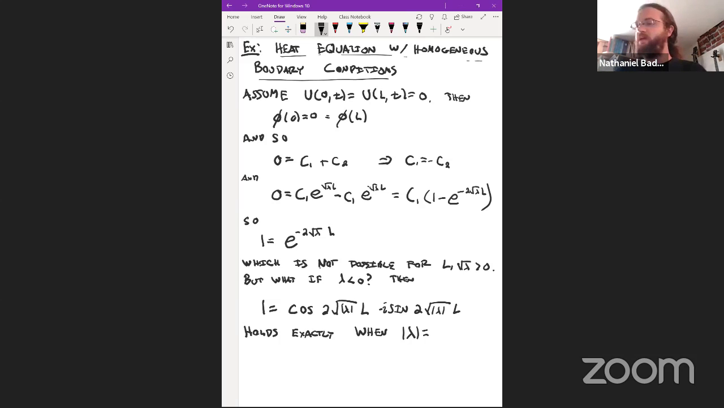We need sine to be equal to 0, because this thing had better not be imaginary, or sorry, it better not be complex, because this is a real valued function, and the right-hand side has to equal 1. So this is going to hold exactly when lambda is equal to minus pi times n over L squared, for n in the integers.